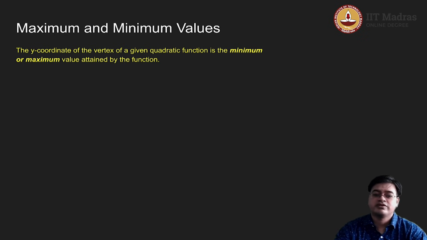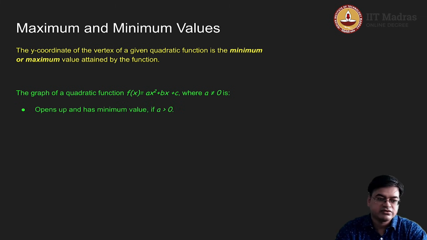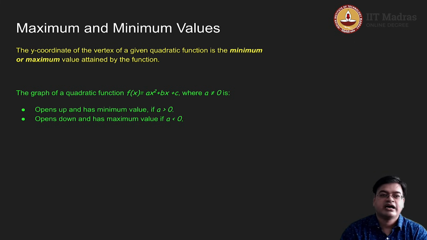So the y coordinate of the vertex of a given quadratic function gives us the minimum or maximum value attained by the quadratic function. In particular, given any function f(x) is equal to ax square plus bx plus c, where a is not equal to 0, the graph of this quadratic function, if a is greater than 0, will open upwards and will have a minimum value. If a is less than 0, the graph will open downwards and will have a maximum value. And there will be either a maximum or a minimum value, not both. This is the beauty of the quadratic function.